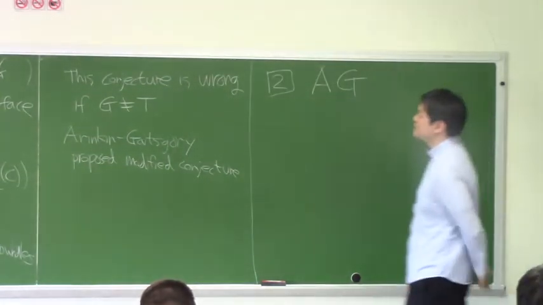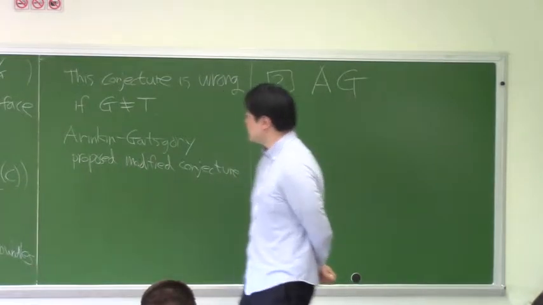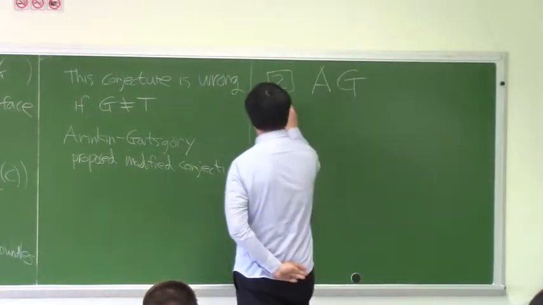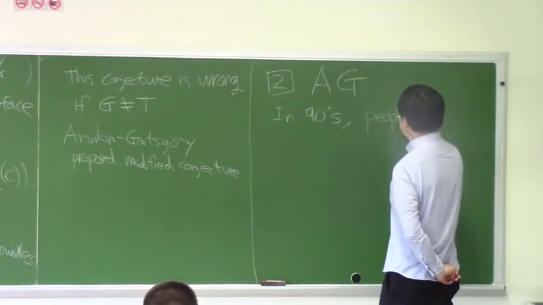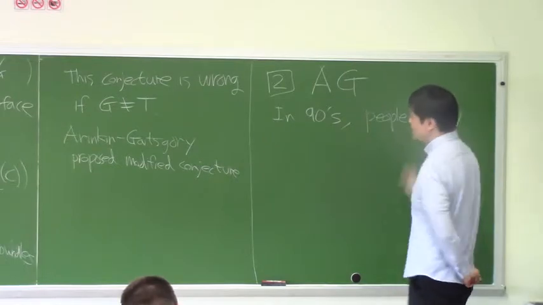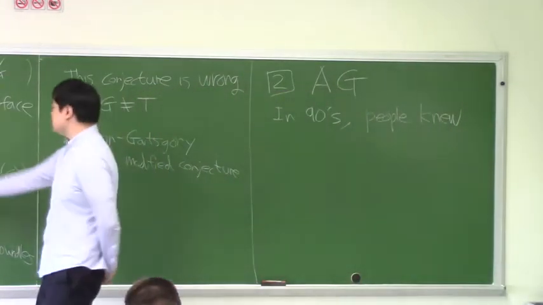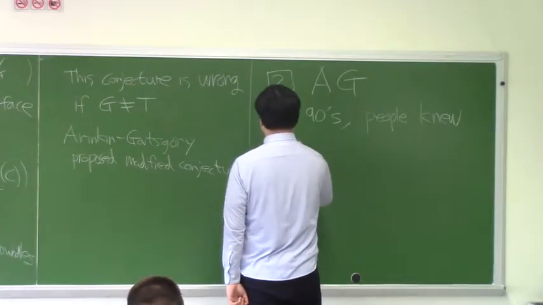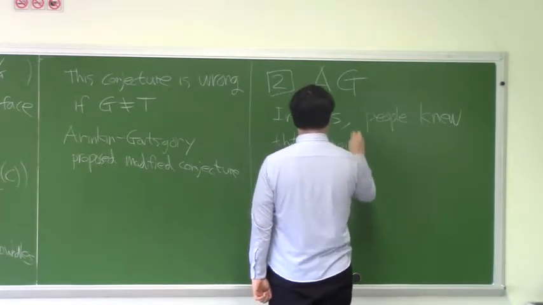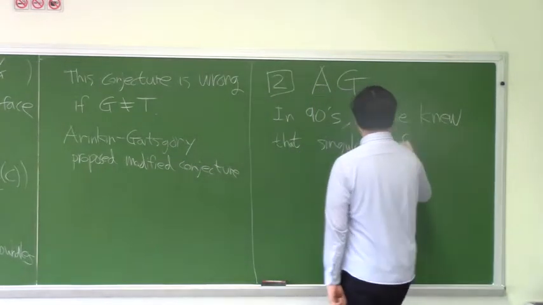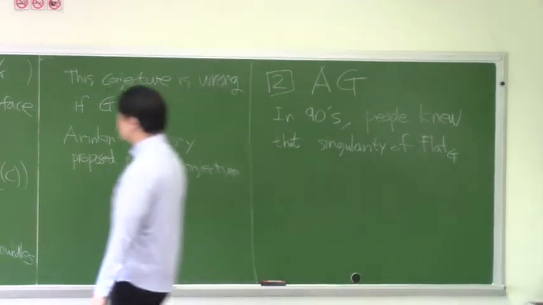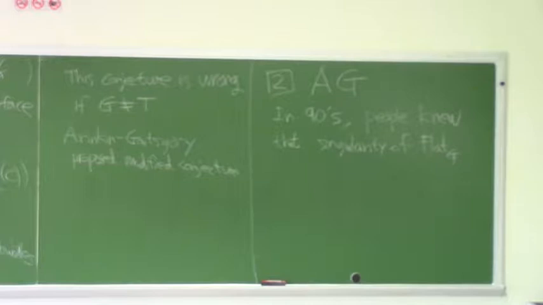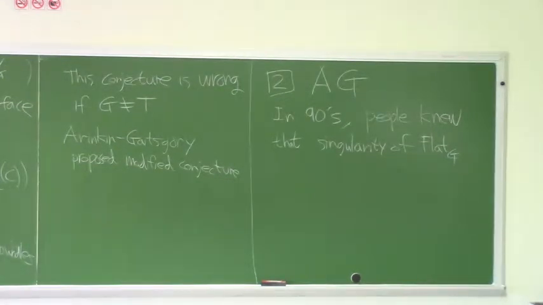Okay. So let me explain more about that. So even in the 90s, people knew that the problem with this conjecture has to do with singularity of this space. So maybe from now on, let me change notation, sort of exchange notation G and G check, because I'm going to focus more on this coherence shift sign. I'm going to write flat G as opposed to flat G check.